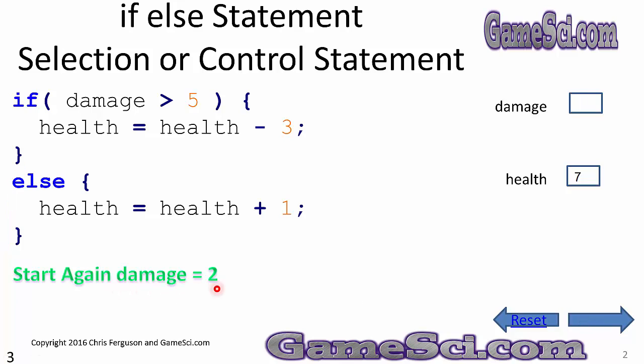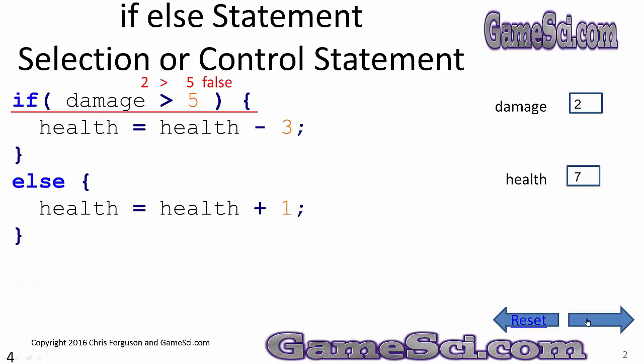Let's start again, and this time let's set the damage variable equal to 2. What happens when damage is set to 2? Here's 2 in the damage variable at this point. We have 7 still in the health variable. Let's see what path this program chooses to take.